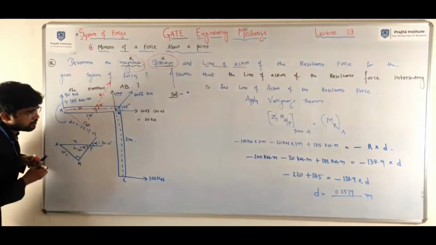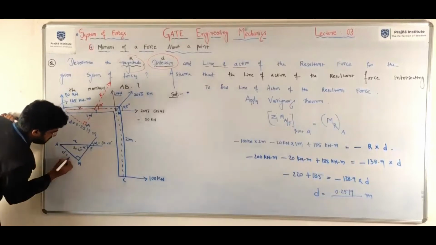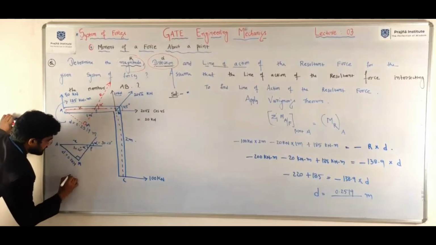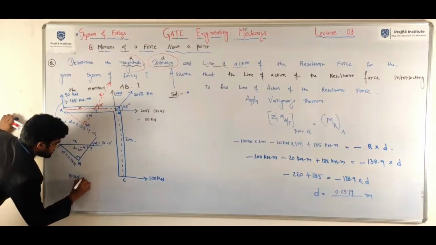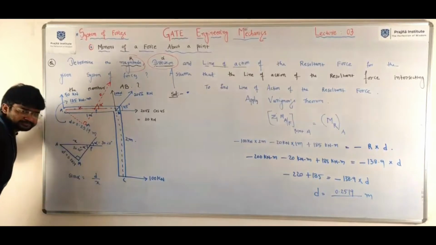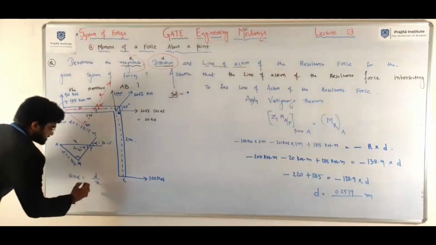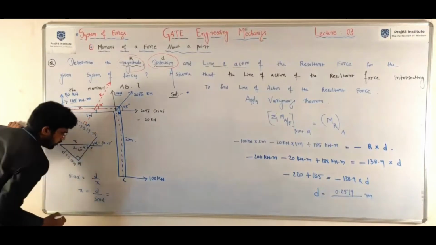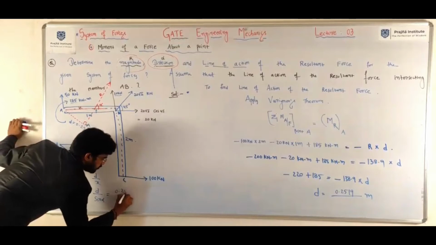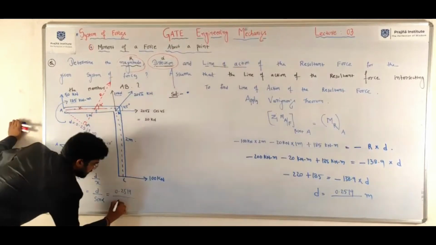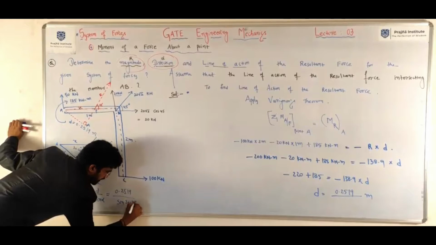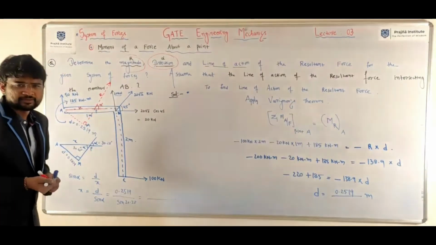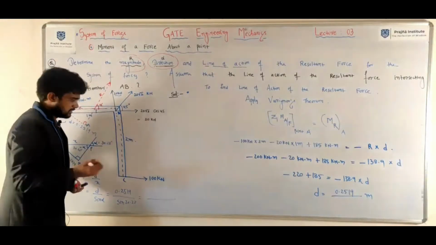Now, this is D. D equal to how much? 0.2519. Then sine alpha is equal to D by X. Then X equal to D by sine alpha, that is 0.2519 by sine 30.28. How much is this? X equal to how much? 0.5 exactly. Yeah, super.